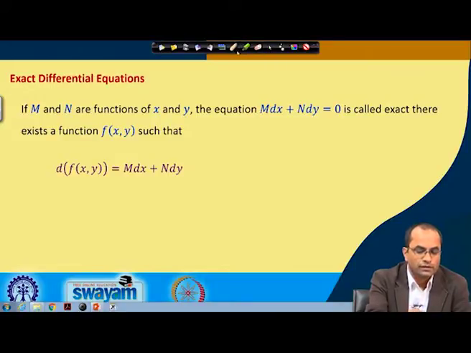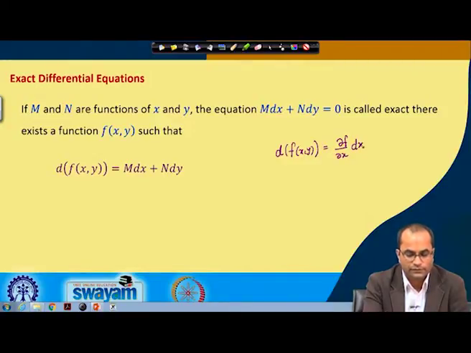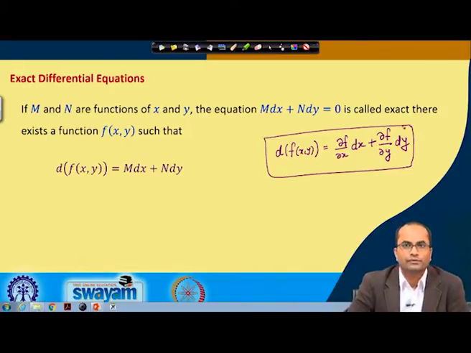Just to recall, what was the differential of the function f(x, y)? We have discussed the differential already in the calculus of two variables. The differential of a function of two variables, f, was defined as the partial derivative of f with respect to x times dx, plus the partial derivative of f with respect to y times dy. This was the definition of the differential of a function of two variables, which we have already studied.